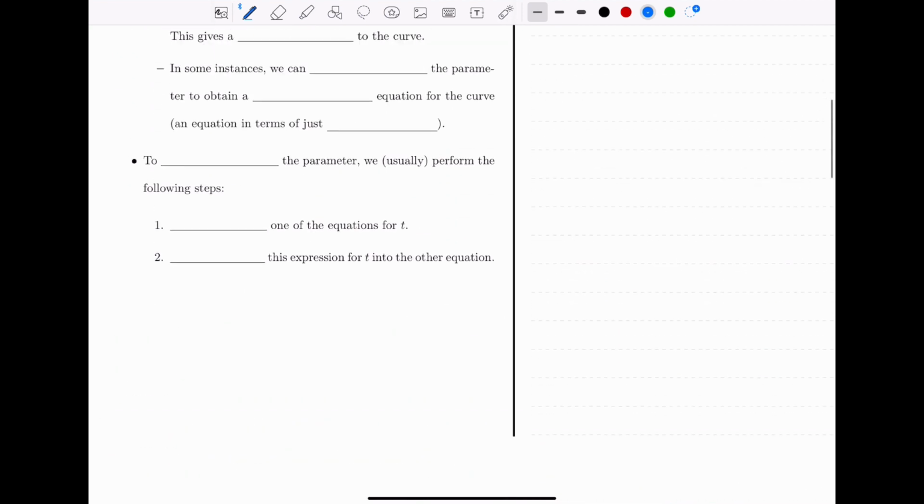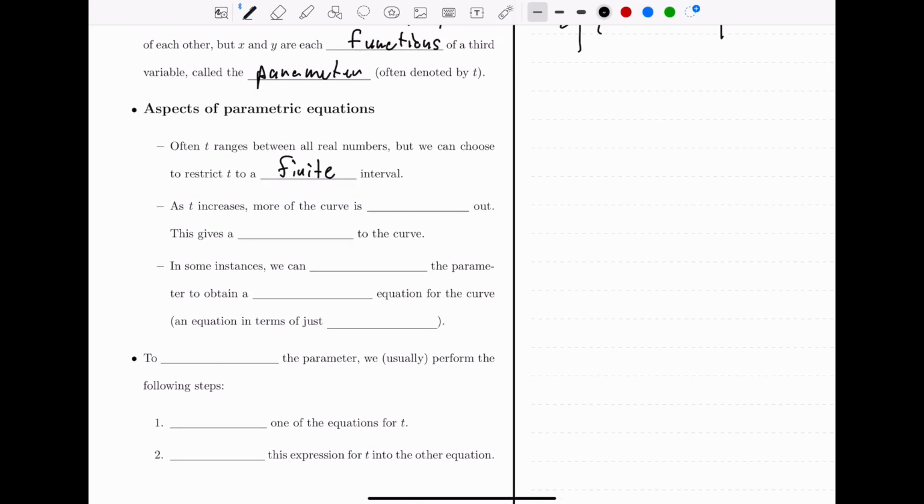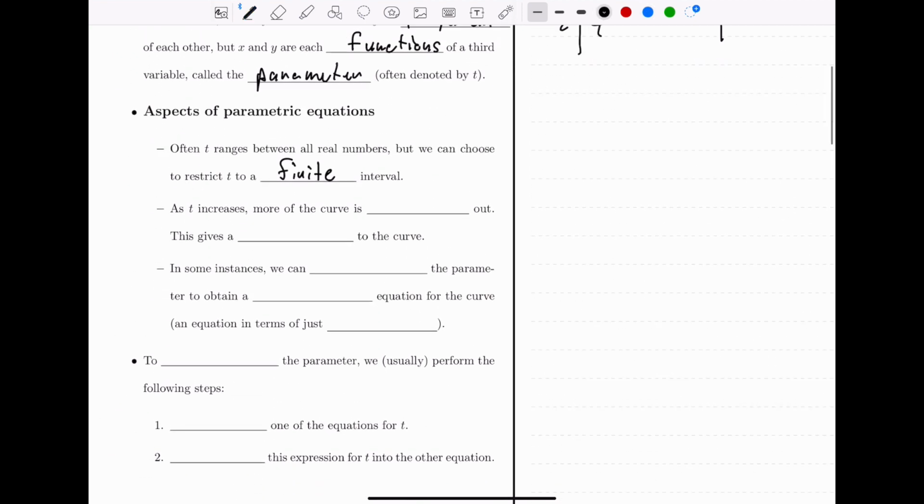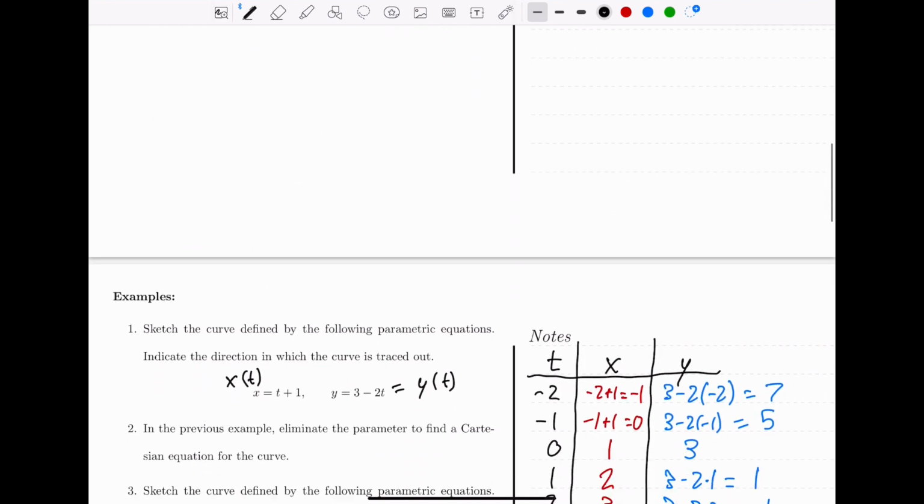So we can restrict the parameter to a finite interval and only get a finite portion of a curve. What else can we do here? Well, as t increases, more of the curve is traced out. And what this does is gives a direction to the curve. Let's look at the example that we just did.